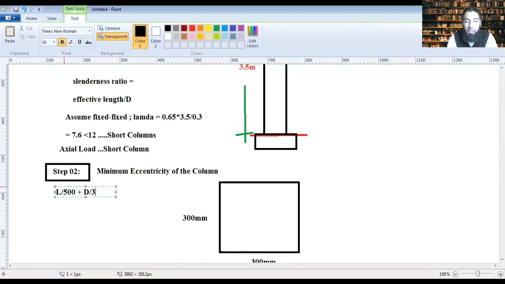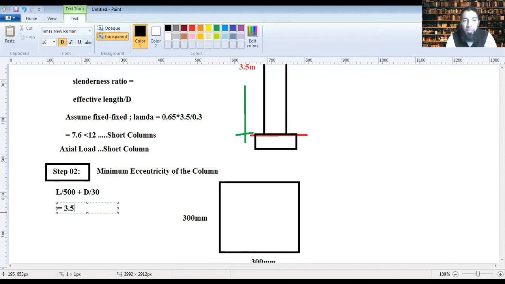Plus D by 30. So how much is this L? What is L? It's the unsupported length of the column. This L is not the effective length. This is the unsupported length.